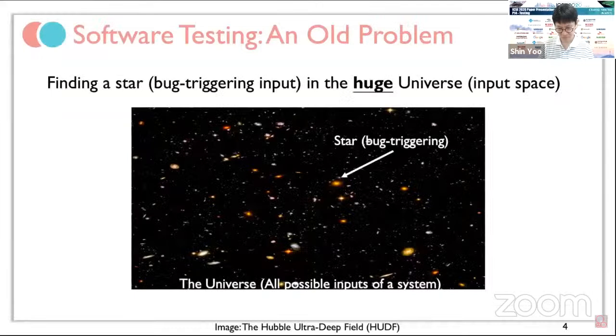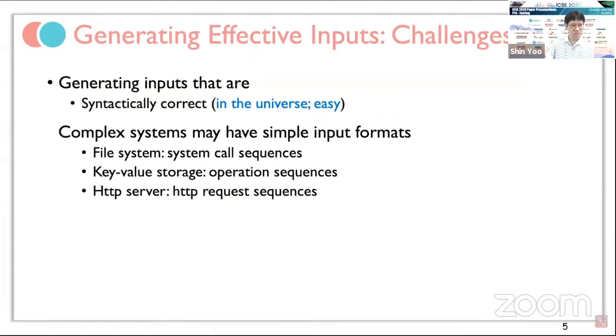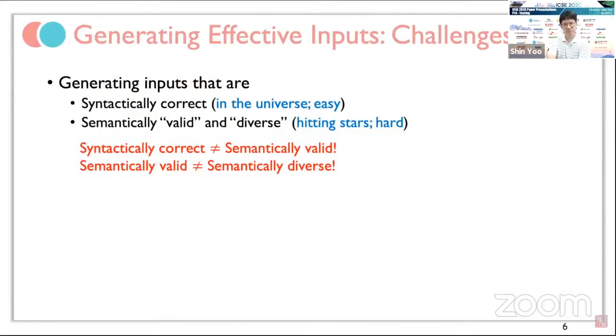Software testing, or finding inputs to manifest bugs, is an old problem. It's analogous to finding stars in an extremely huge universe. Generating effective inputs has challenges. The inputs should be syntactically correct. This is the easy part because complex systems may have simple input formats like file systems and key value storages. The hard problem is that we should generate inputs that are semantically valid, and these inputs should be diverse. We will talk about them in detail next.